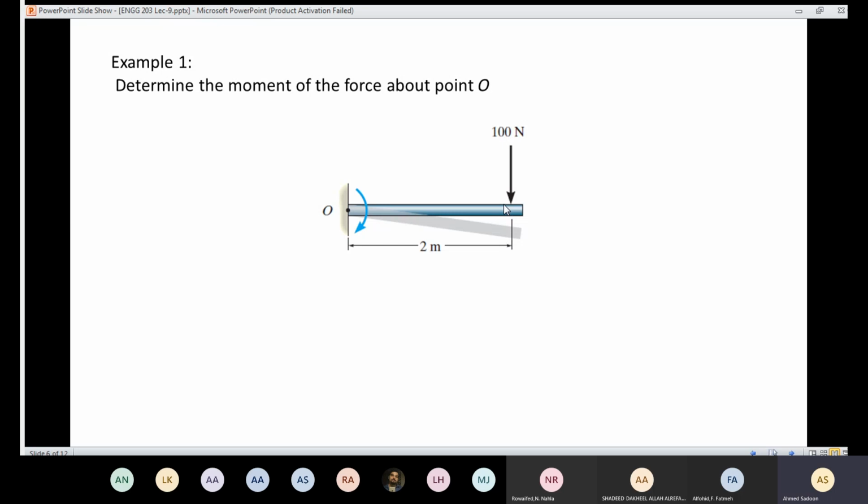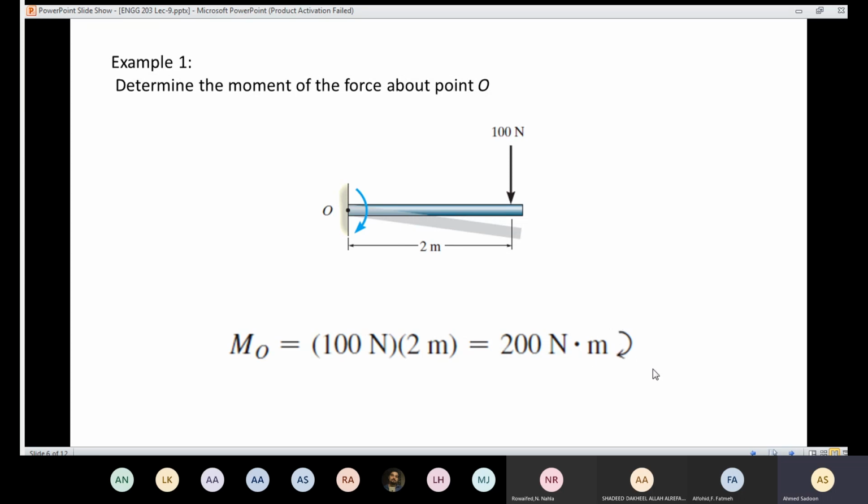It's going to make 90 degrees. Then the distance from here to here is the perpendicular distance. Then I'm going to say the moment here is going to equal 100 times 2, which is the perpendicular distance, and the direction is like that. So the moment is going to equal 100, which is the force, times the perpendicular distance, which is 2 meters. And the answer came out to be 200 Newton meter, and the direction is like that.